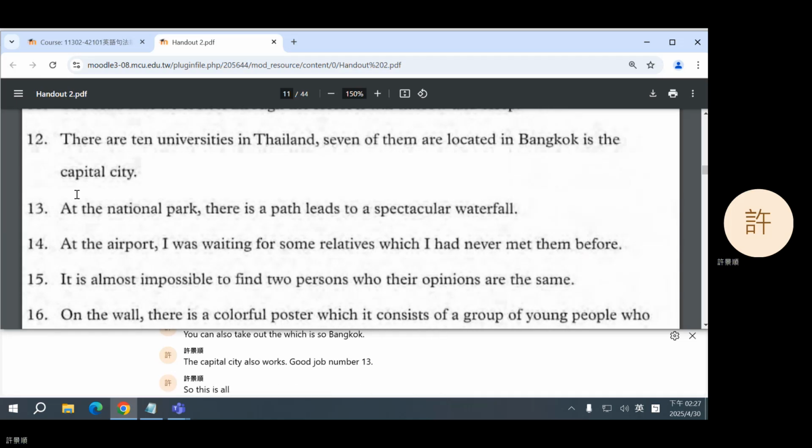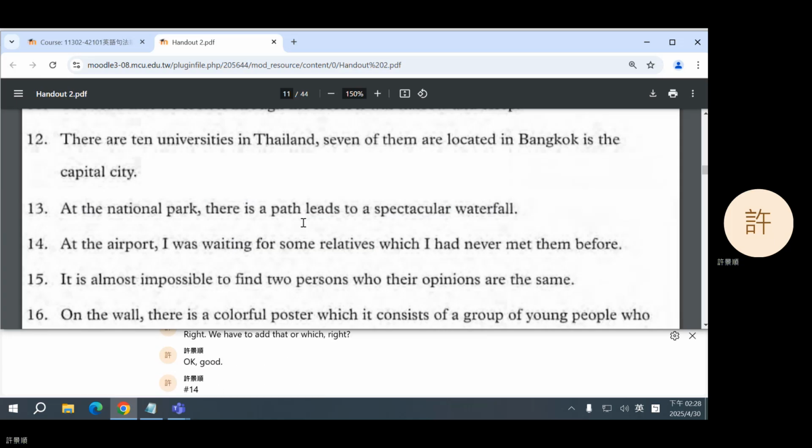At the national park, there is a path leads to a spectacular waterfall. Do you see the problem? Here, it's missing something. So this is a complete sentence. This is also a complete sentence. Both sentences share this noun. So this should be a relative pronoun. Right? We have to add "that" or "which," right? Okay, good.